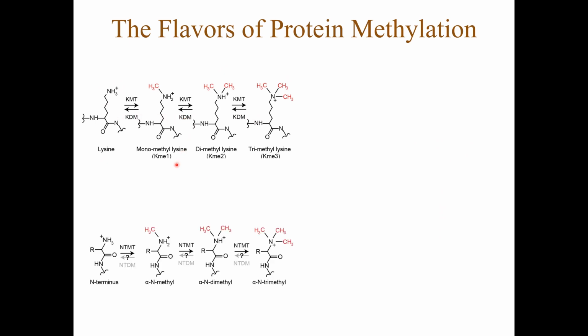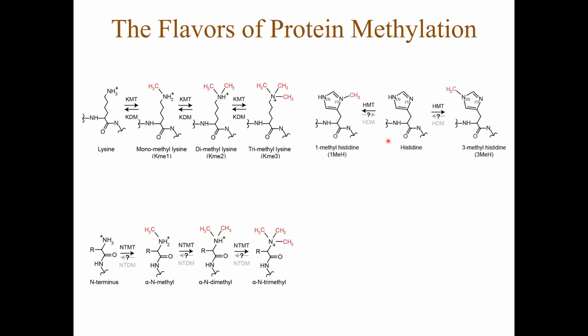Another key methylation event is methylation of the N-terminus of proteins. So the N-terminus of proteins also represents a primary amino group. So the chemistry is very similar to the side chain of lysine. And this N-terminal amino group can also accept 1, 2, or 3 methyl groups. But whether this modification is reversible or not has not yet been studied in detail.